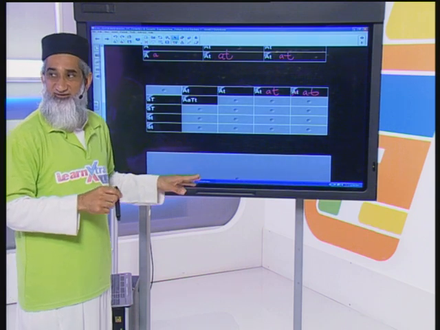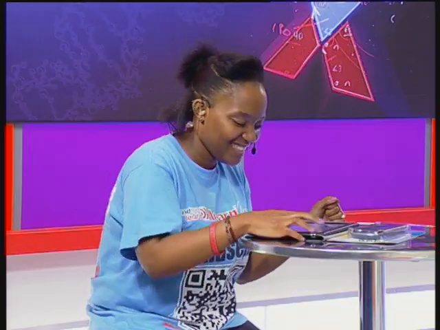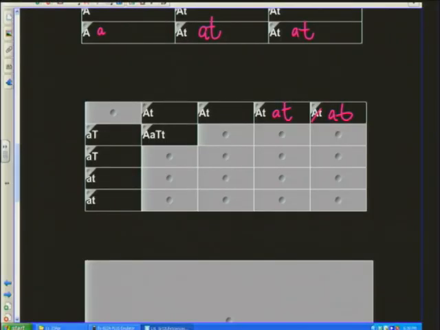It doesn't sound so nice. But anyway, so we have capital A, small a, and capital T, small t.